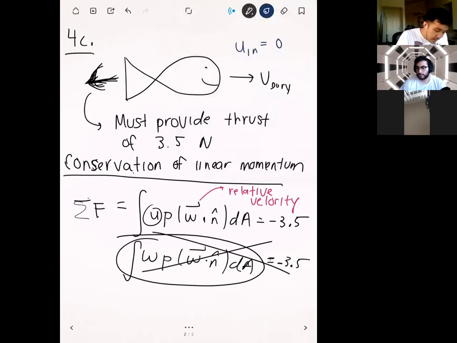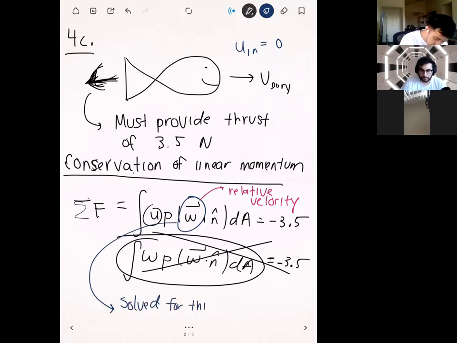The only caveat here is that this w represents the relative velocity of the fluid crossing the control volume border, which you solve for in part B. All you have to do is plug in that value for w from part B, and then you can solve for the only unknown in this equation, which is this u right here. I think that's the best way to solve this problem: you assume that you know w, and then you solve for u.